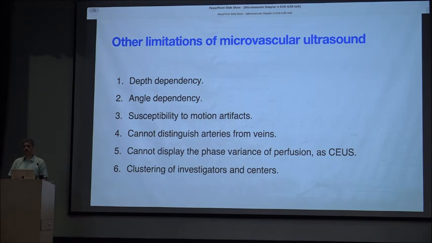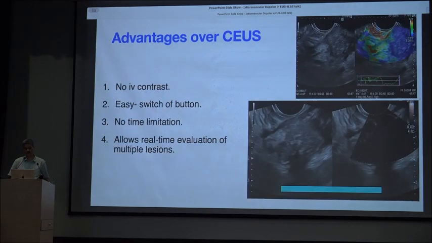It cannot display the phase variation of perfusion like contrast enhanced ultrasound. So CEUS will show you the flow in and washout kinetics. And well, I showed you a bit rapidly that the centers which are reporting on this are still very clustered: the Marseille Center, Yokohama, and Wakayama. These are the 3 centers which have so far published on this.